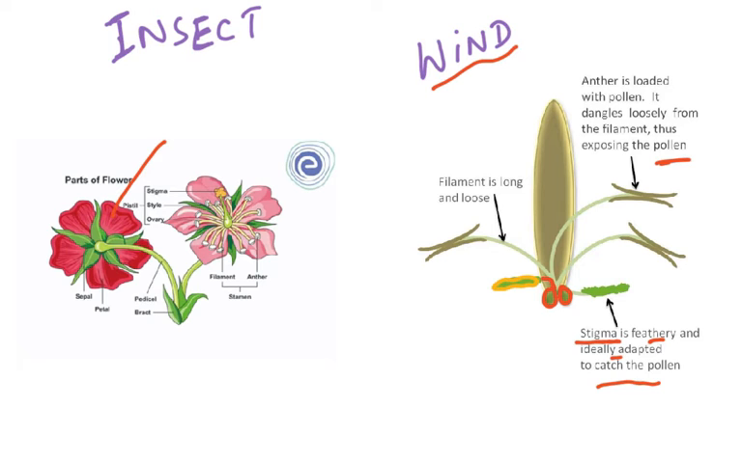So the stigma will be feathery and will increase the surface area to catch a few pollen grains as the wind blows the pollen along. The feathery stigma increases surface area, so maybe we'll be able to catch a few pollen.